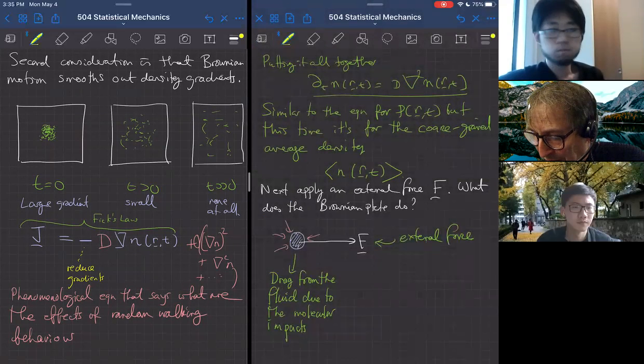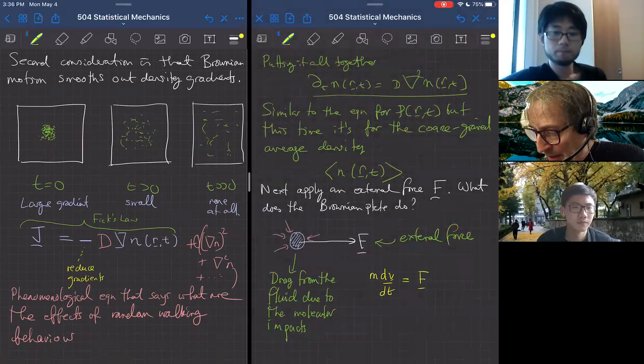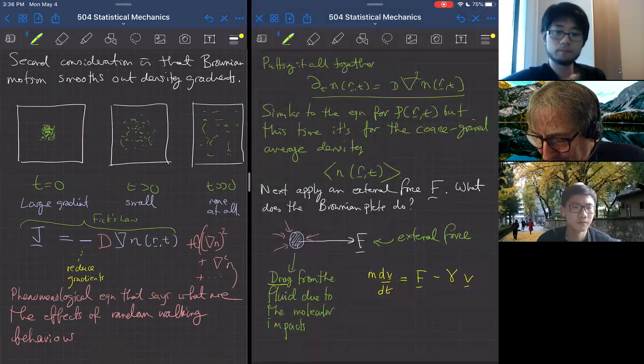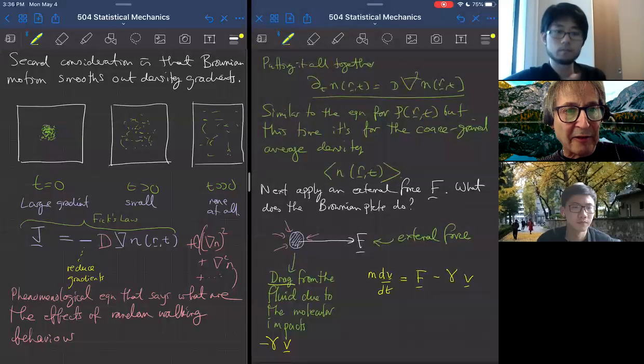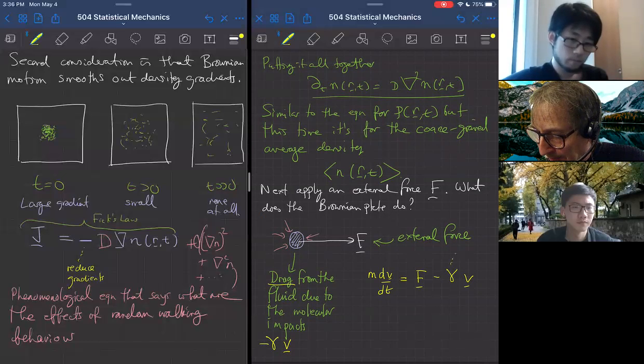The equation of motion for the particle is then m dv by dt is equal to the force minus the drag force, gamma v. So the faster the particle moves, the greater is the drag force, and so this gamma is the coefficient of friction.